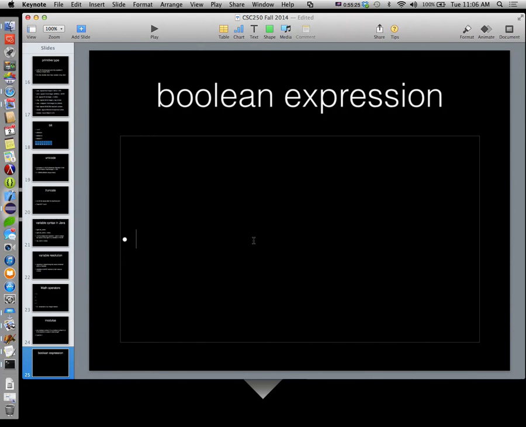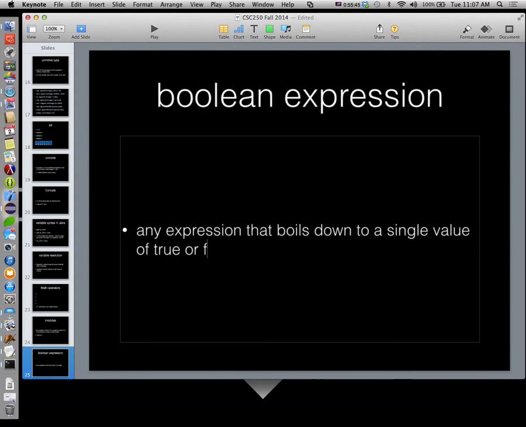Boolean expression. You guys learned this in 200. What's a Boolean expression? True or false? Any expression that boils down to a single value of true or false. That is a Boolean expression.